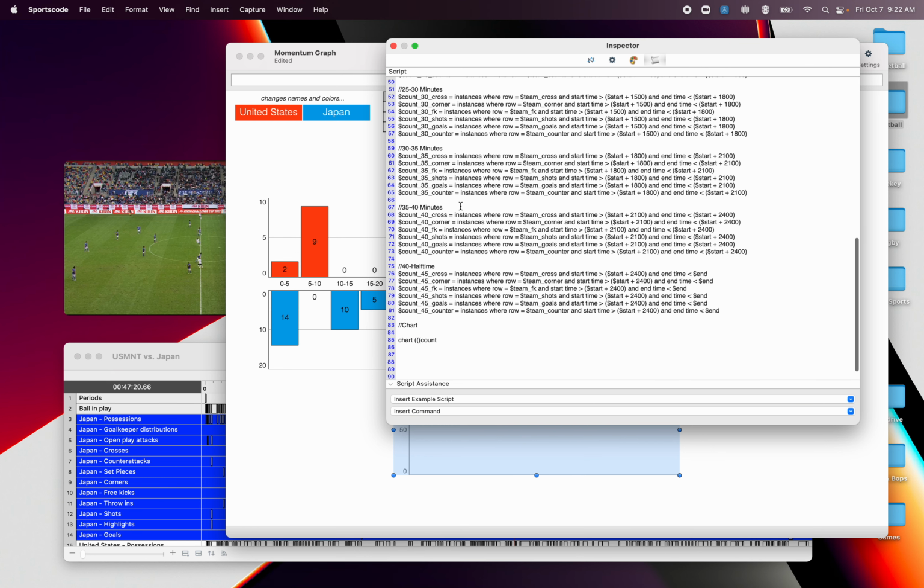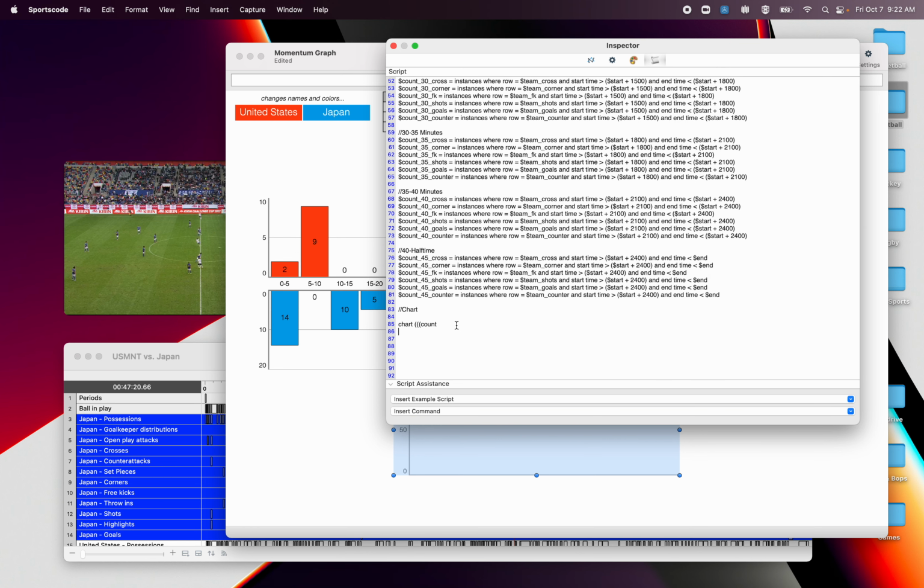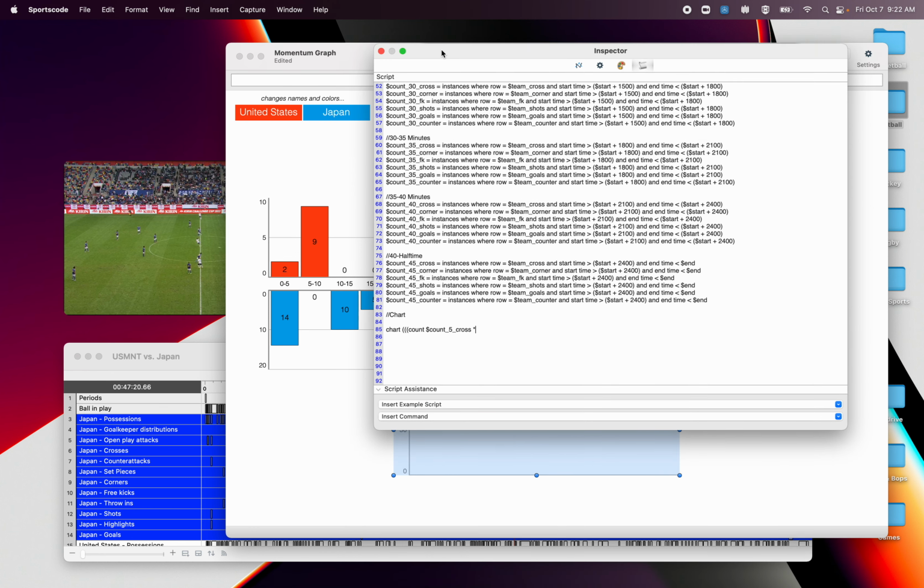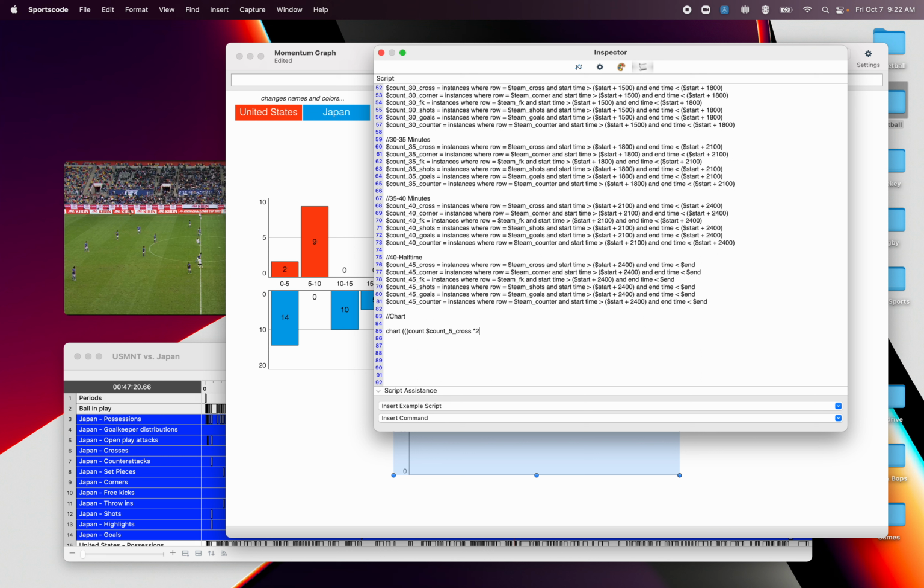5-minute cross. Oh, missed it. 5-minute cross times, and then my cross one was worth 2 points. So 2. Close that bracket because it's a multiplication, so we're trying to keep that equation within this bracket, plus create a new bracket, and this time we're just going to be copying the script, pasting that over, and now instead of cross, we're going to have corner, and my corners were worth 3 points, plus instead of cross, we're going to be having free kick, and those were worth 2 points.